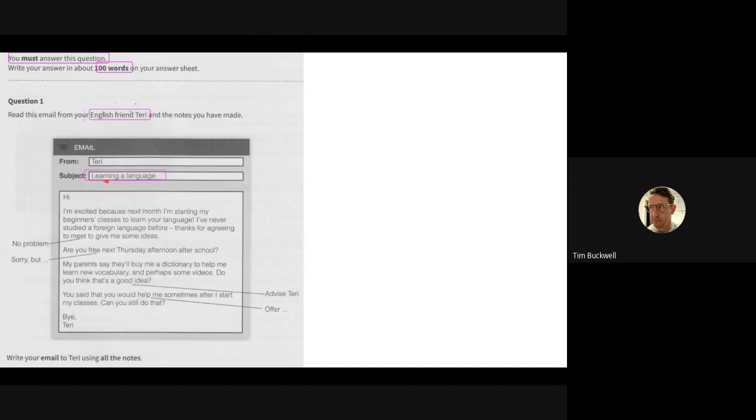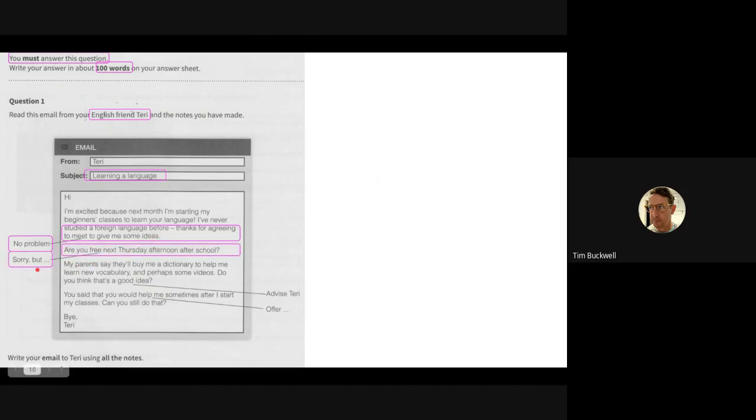This is also important information. The subject of this email that we're going to be writing is about learning a language. So this is important information that we need to highlight. Terry has written to us and he's told us that he's never studied a foreign language before, and he's happy that we are going to meet to give him some ideas. This is important information that we have to include in our email.